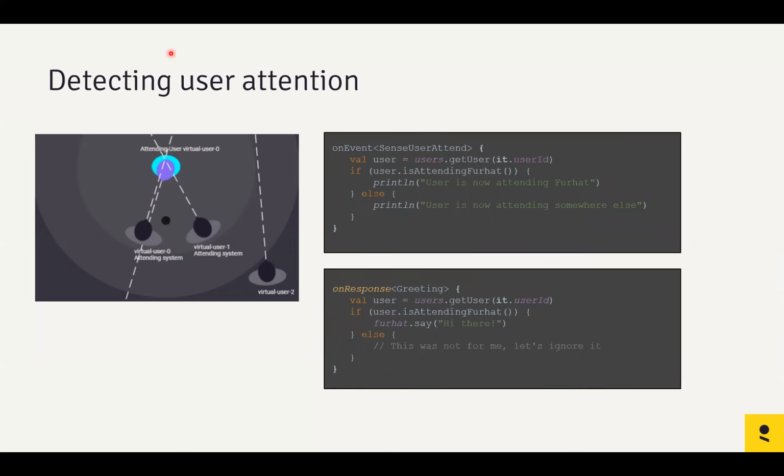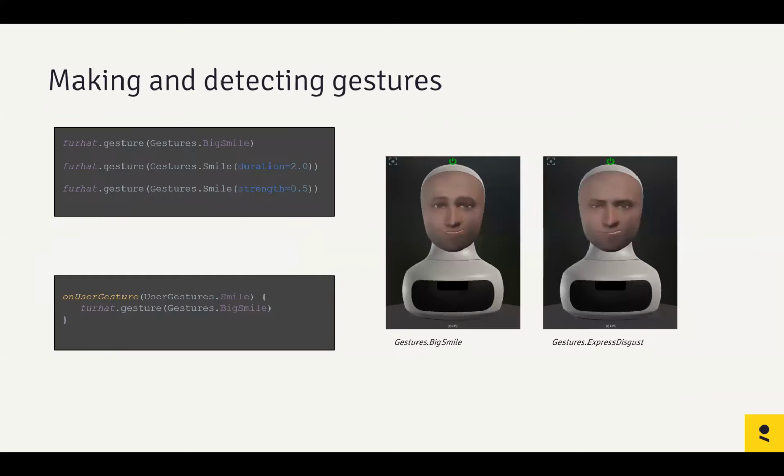We can also detect user attention. So if we want to know whether someone is starting to attend Furhat or looking away at something else, we can catch that with this kind of event, the sense user attend event, which might be useful to know whether they are actually looking at Furhat or not.